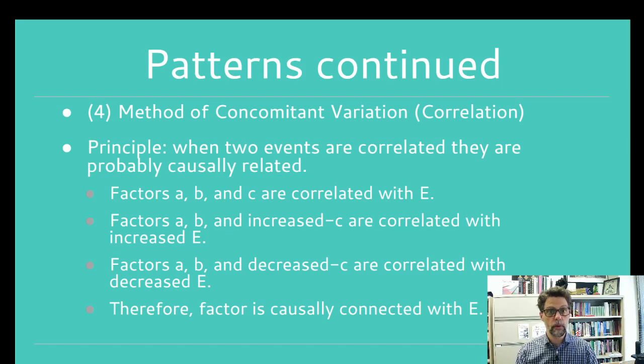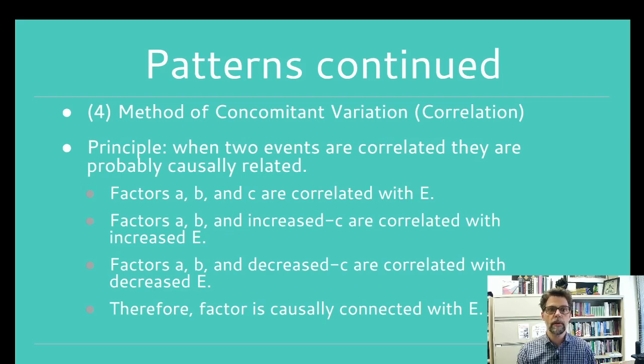That's the right kind of correlation. So we would say that factor is causally connected with the event that we're trying to determine the cause of. So here again, we've got lots of factors. Suppose we know that A, B, and C are correlated with E, but we haven't narrowed down which one it is yet. We might think that some people are just predisposed to get cancer.